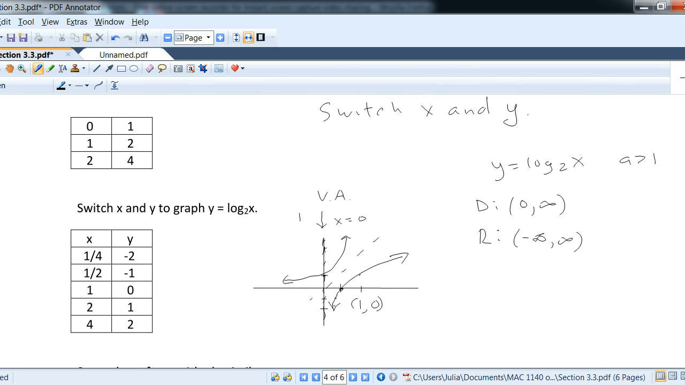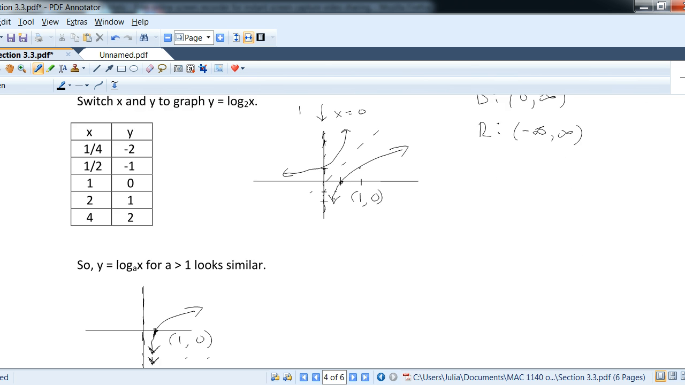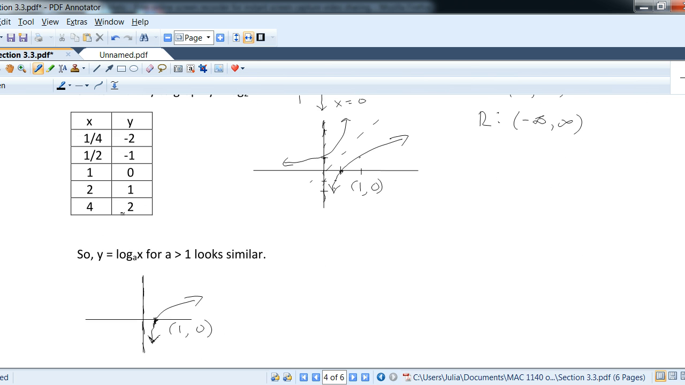And let's take a look at the general graph. There you go. Any graph of a logarithm of a base bigger than 1 looks very similar. It passes through (1, 0). This is a key point that we know. And it has a vertical asymptote.